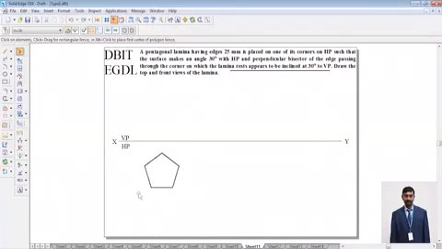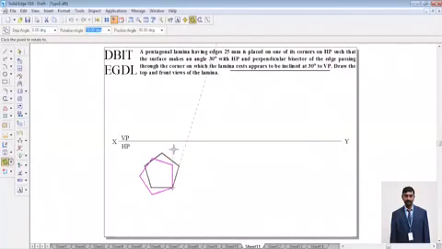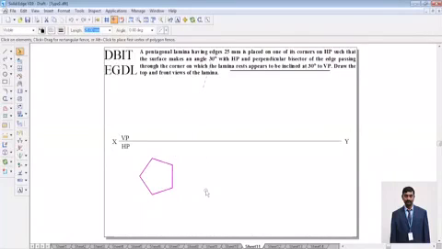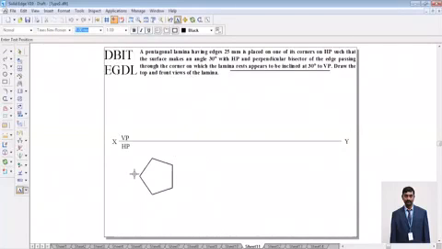So for that, select this pentagon, go to rotate command. So this opposite edge you should make it perpendicular to the XY line. Now let us name this. So it is resting on one of the corners, A, B, C, D and E.